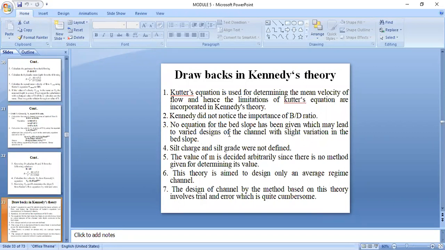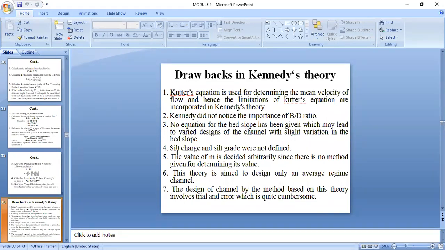Here, no equation has been given by Kennedy's method of channel design in order to determine the longitudinal bed slope of the canal. Anyway, in case 2, where the B by D ratio is given, we can calculate the slope of the bed channel by using Kutter's equation by trial and error method, which is not correct.